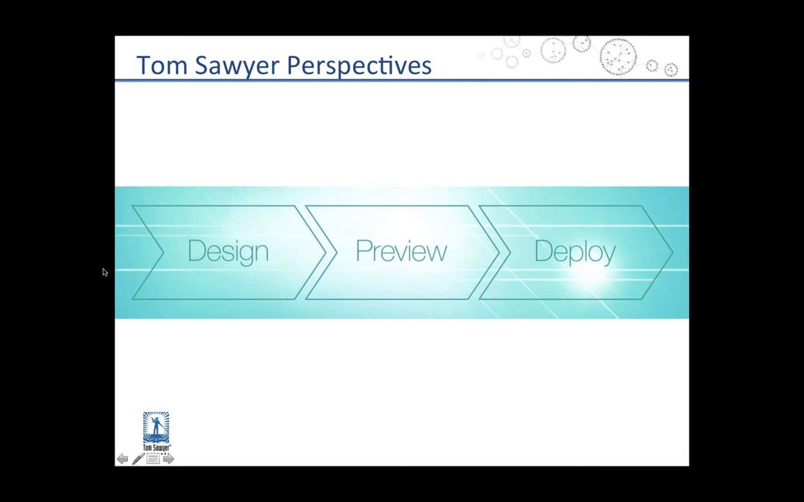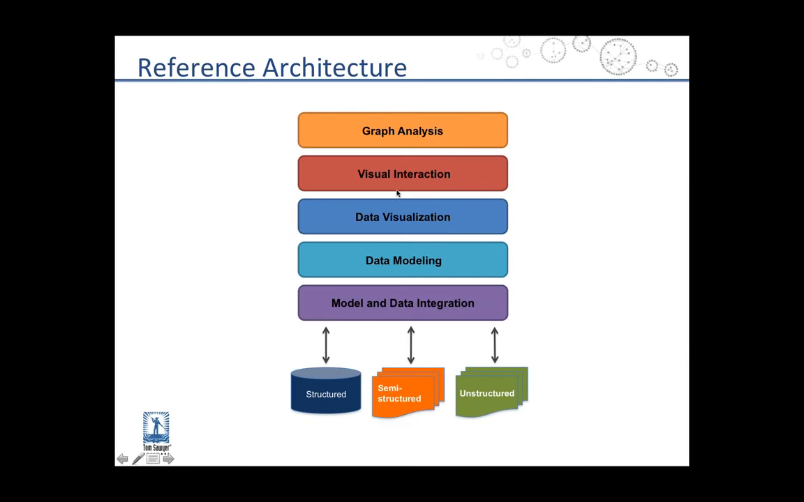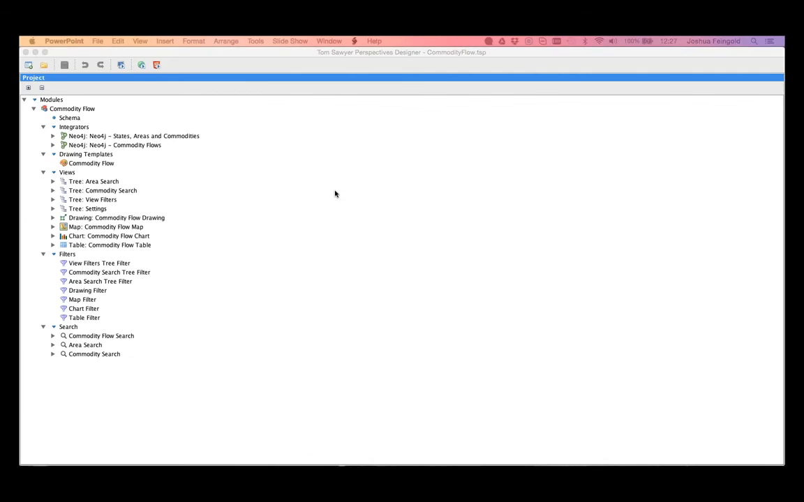So Tom Sawyer Perspectives has a design, preview, deploy paradigm. We'll cover it in a bit more detail as we go. But basically, we take data from wherever it lives. It can be structured, semi-structured, or unstructured. We put it into our model and data integration layer, which in this case means taking your graph from Neo4j, bringing it into a Java application memory layer so that you can work with it, and then on top of that, stacking modeling, visualization, interaction, and analysis so that you can take your data and turn it into something that is not only of a pleasing form, but that is also of a pleasing aspect, right?